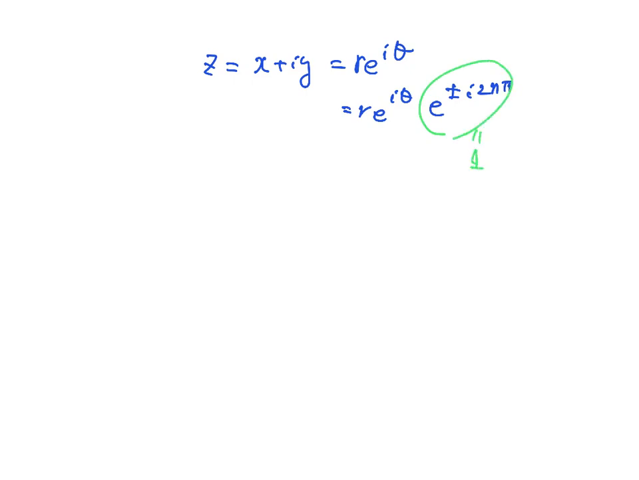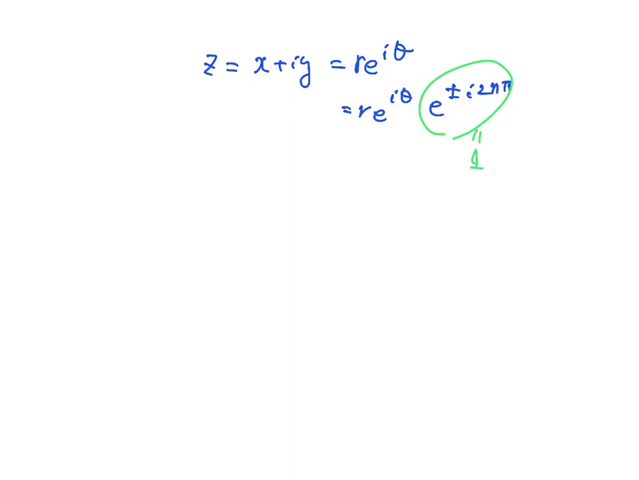Another interesting thing is you can represent the polar representation, but also you can add 2nπ, because this is 1, right? So you can always multiply by 1.